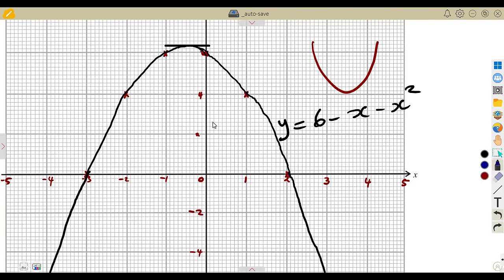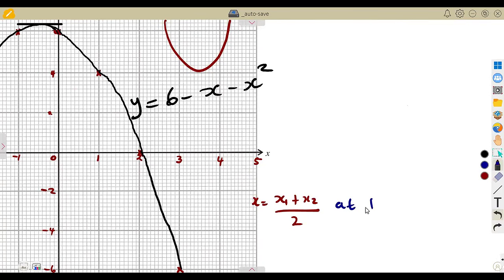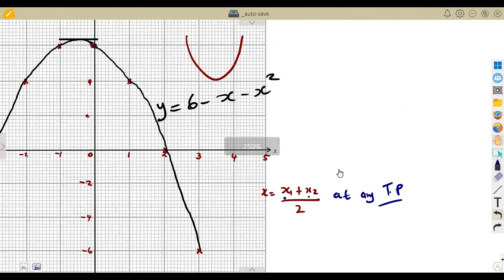If you take along this horizontal line, the x there is -2, the x there is a 1. If you take along this horizontal line, the x there is -1, the x there is a 0. So the x being the average value, you add x1 and x2 over 2. This is the x at the turning point, at any turning point, as long as these x1 and x2 are taken along the horizontal line.